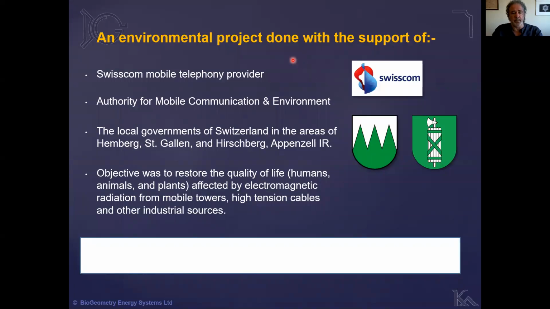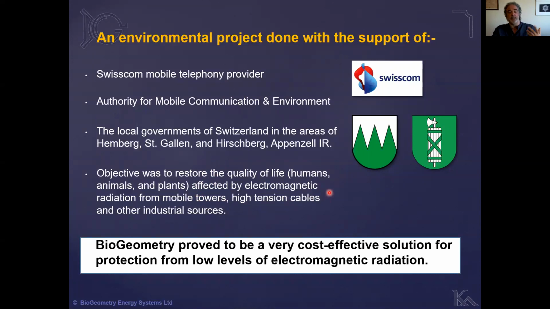First of all, it's worth mentioning that this is an environmental project done with the support of Swisscom, who was the mobile telephony provider, and these authorities within the Swiss government. So it is very important to realize this was not just some isolated project, but actually done under the auspices of the Swiss government. The objective was to restore the quality of life, namely of humans, animals, and plants, affected by electromagnetic radiation from mobile towers, high-tension cables, and other industrial sources. In this case, biogeometry proved to be a very cost-effective solution for protection from low levels of electromagnetic radiation.